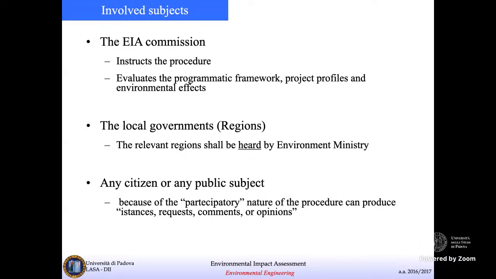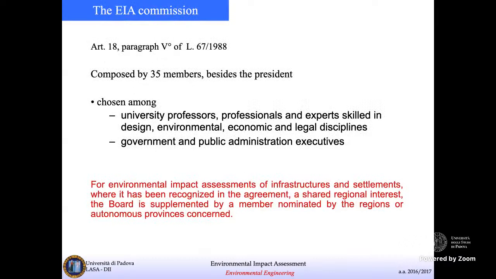Any citizens or any public subjects, because of the participatory nature of the procedure, can produce instances, requests, comments, and opinions on the project as implemented. In order to put some order in all this mass of different subjects involved in the decision, Article 18 of Law 67, 1988 introduced the concept of Environmental Impact Assessment Commissions.